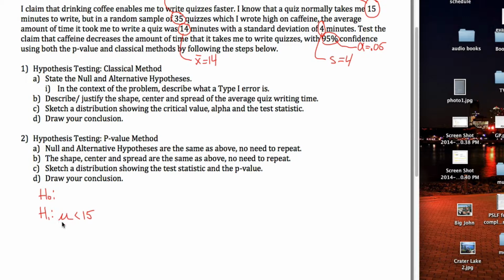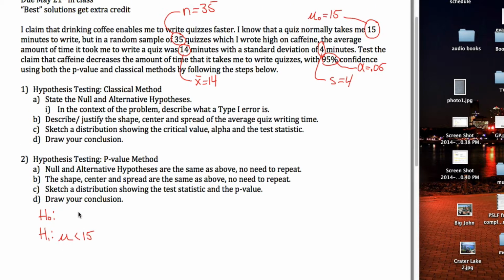Okay, so what this is saying, mu is the population average. Note, not the population average just normally without caffeine, but down here it's the population average if I always drank caffeine, if I was always drinking coffee. And my claim is that mu, this population average, is less than 15. Because it's less than, this is a left-tailed test. You don't have to write left-tailed here, but it can be useful for later on. My null hypothesis is always that mu equals mu naught. Mu naught in this case is 15, so I say mu equals 15.